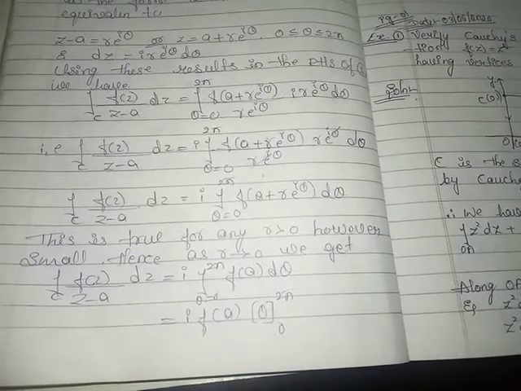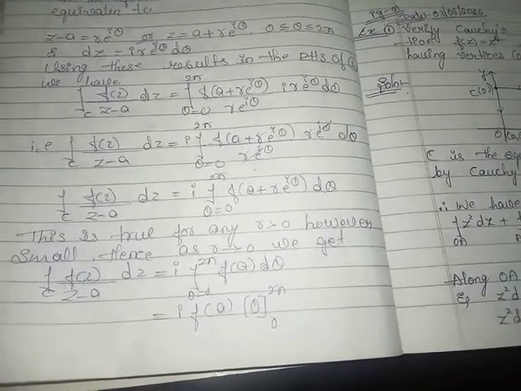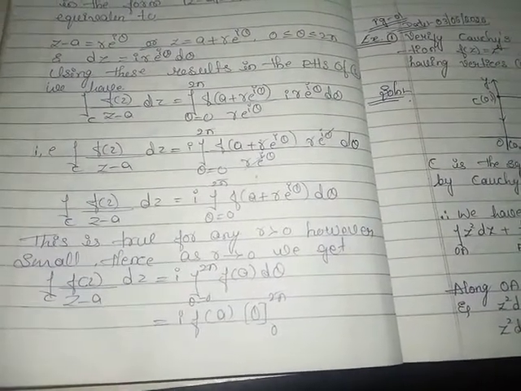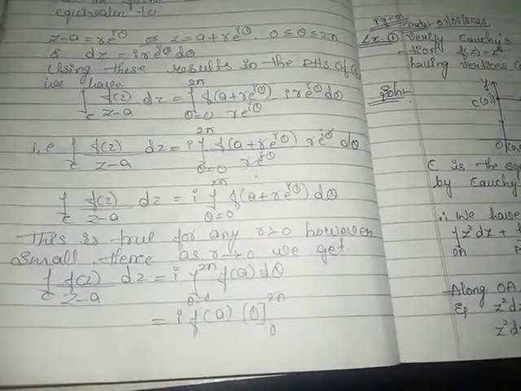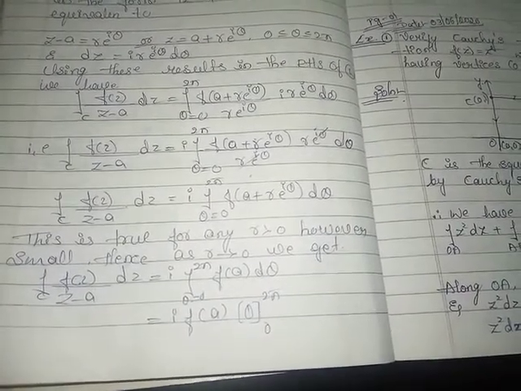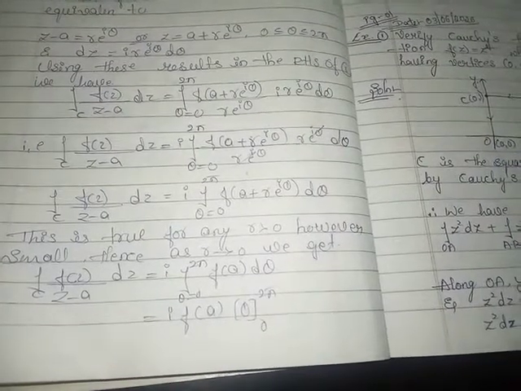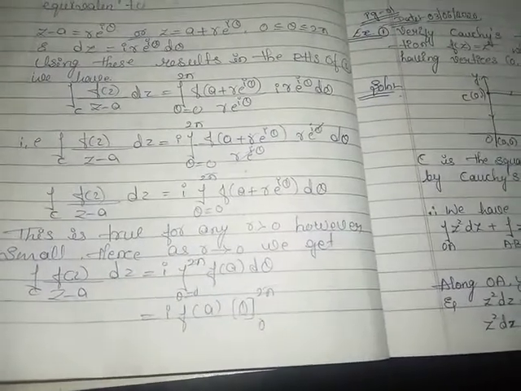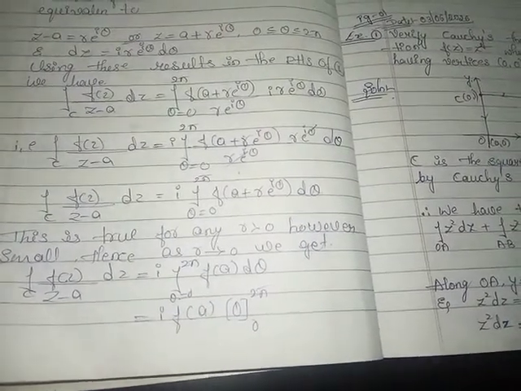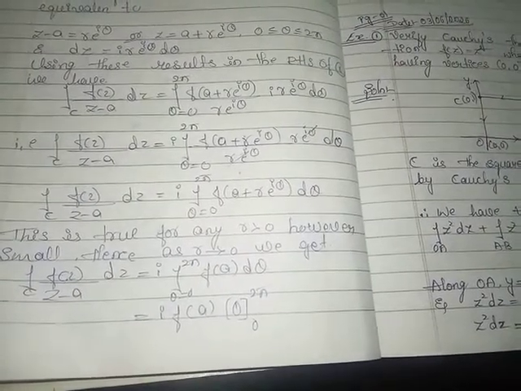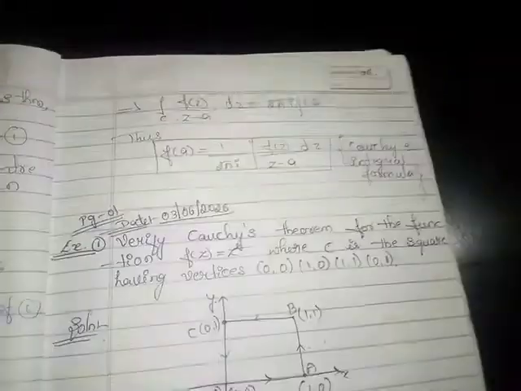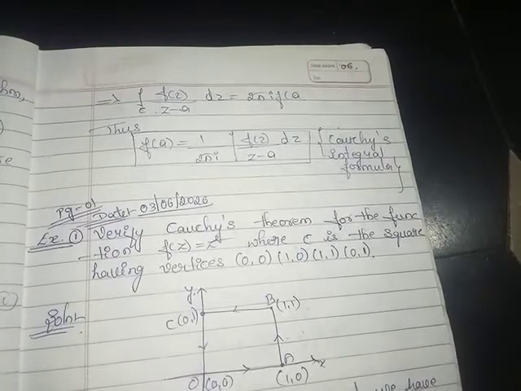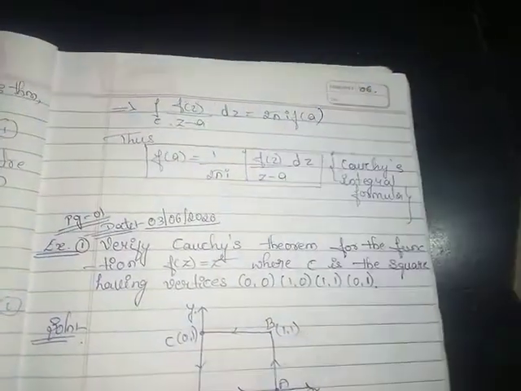This is true for any r greater than 0, however small, hence as r tends to 0 we get integration over C f of z divided by z minus A into dz is equal to i into integration from 0 to 2 pi f of A into d theta. Here f of A is constant, i into f of A, and the integration of 1 is theta, limits from 0 to 2 pi. Just apply the limits, we get integration over C f of z divided by z minus A into dz is equal to 2 pi i into f of A.